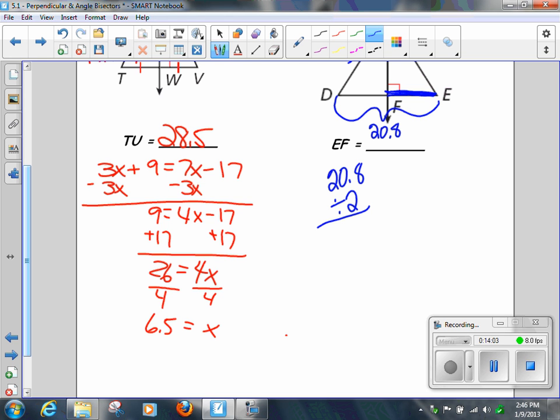Because there are 2 pieces. And we know that F would have to be the midpoint of that segment. That means that they are congruent to each other. Divide by 2. 10.4 is EF, yes or no?